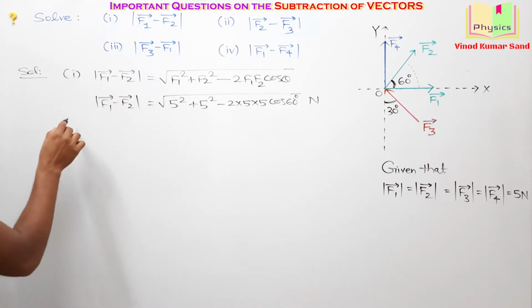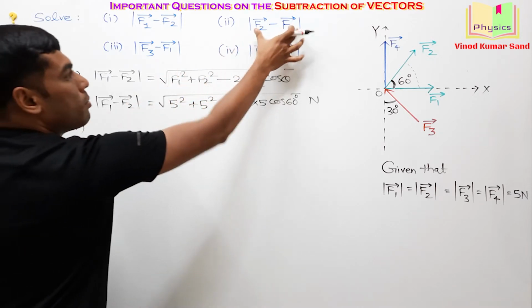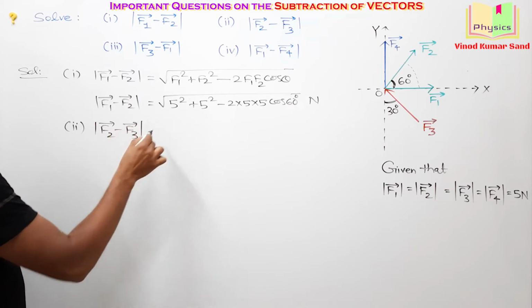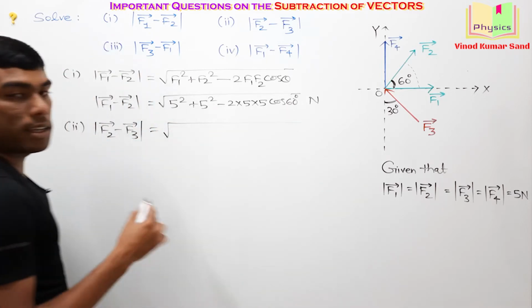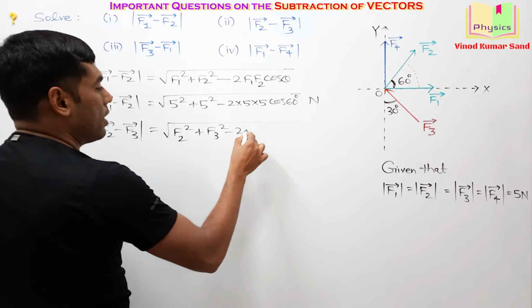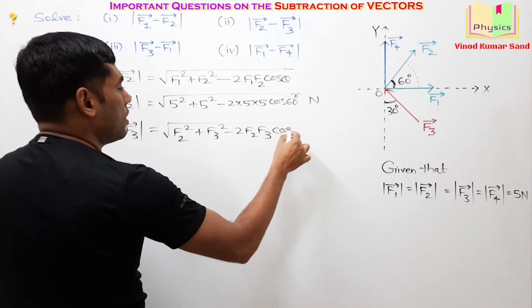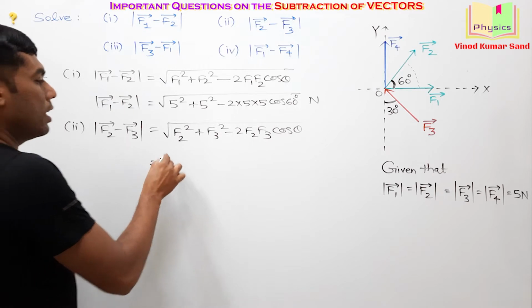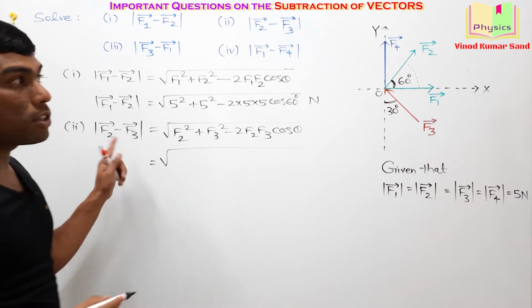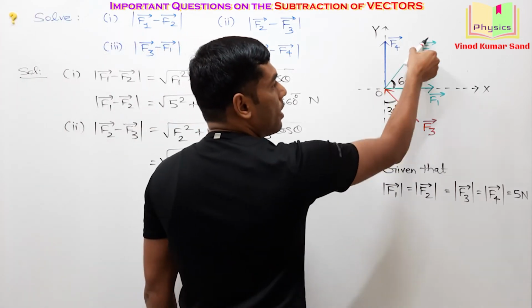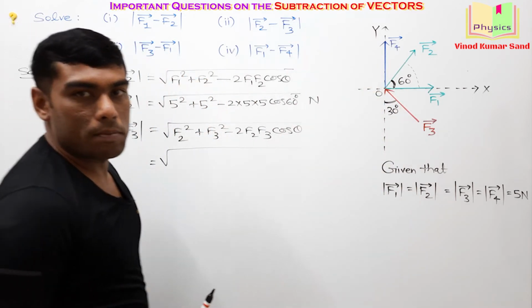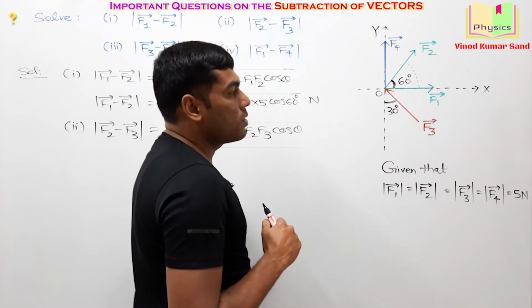Taking up the second part. Now we need mod of F2 vector minus F3 vector. You can pause the video and give it a try if you wish. Putting up the data here: F2 square plus F3 square minus 2 F2 F3 cos theta. Can you tell me the value of theta? The angle between the F2 vector and F3 vector. This is F2 vector and this is your F3 vector. How much is the angle between them? Post your answer in the comment box.